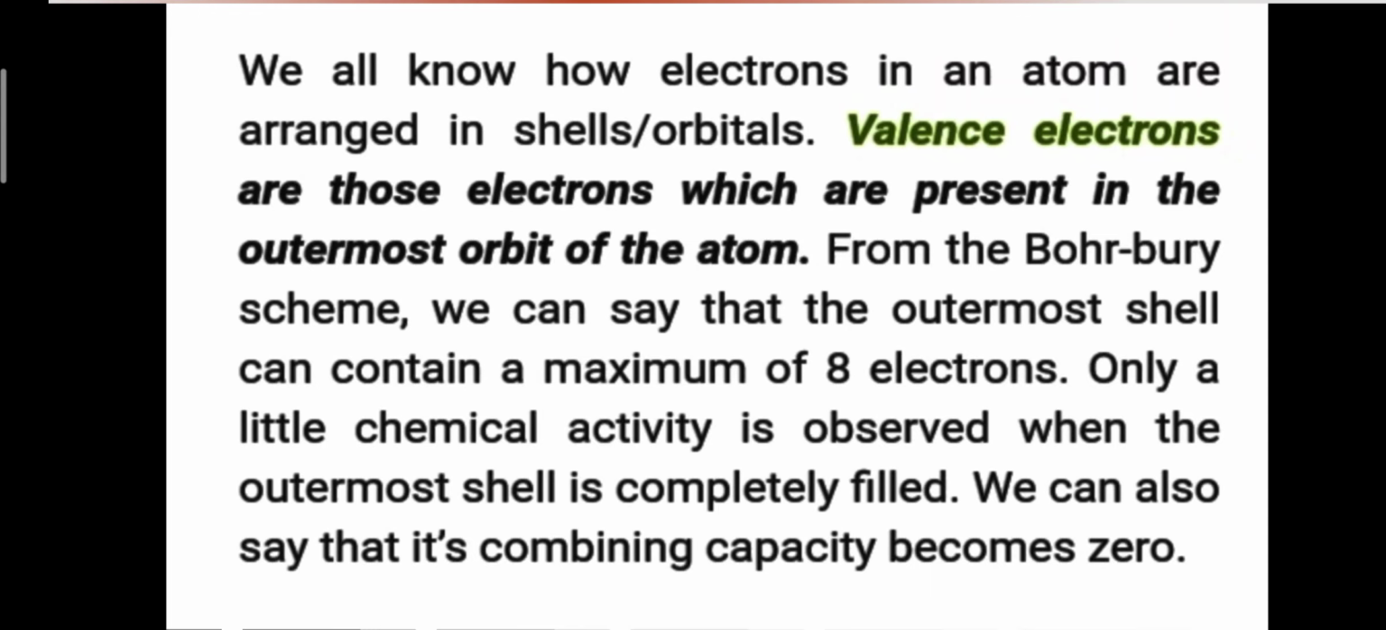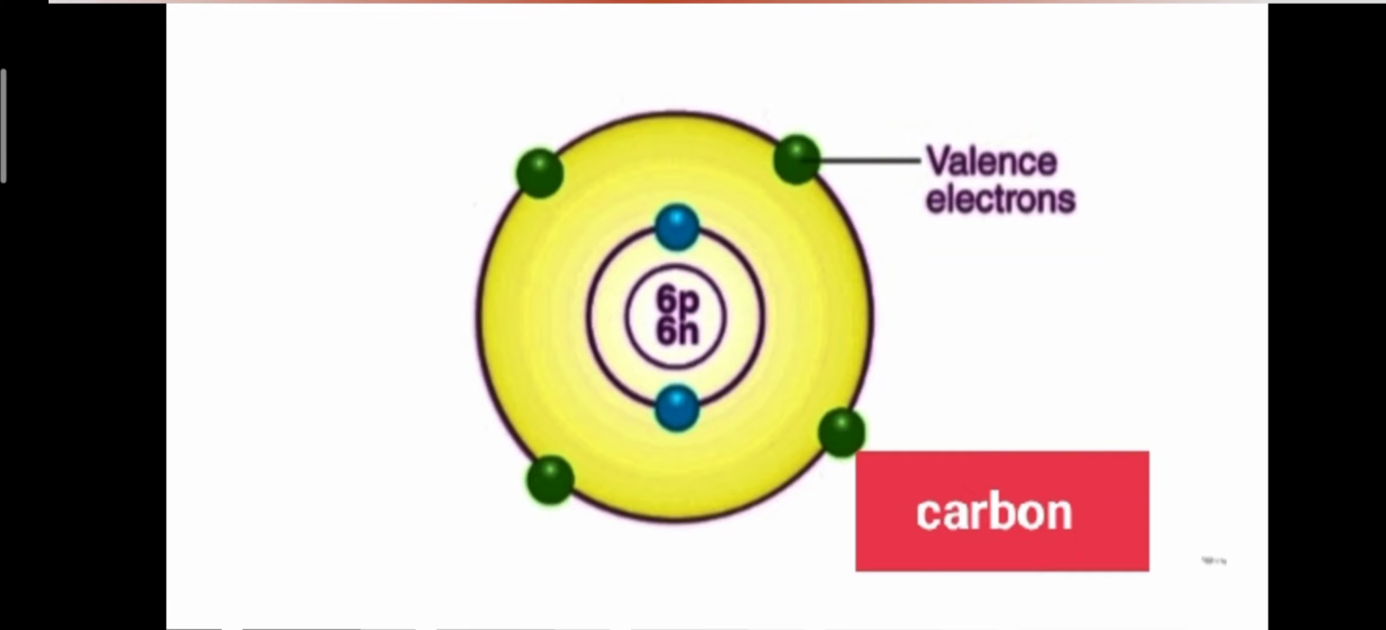We all know how electrons in an atom are arranged in shells or orbitals. Valency electrons are those electrons which are present in the outermost orbit of the atom. From the Bohr-Bury scheme, we can say that the outermost shell can contain a maximum of 8 electrons. Only a little chemical activity is observed when the outermost shell is completely filled. We can also say that its combining capacity becomes 0. The outermost shell electrons are called valency electrons.